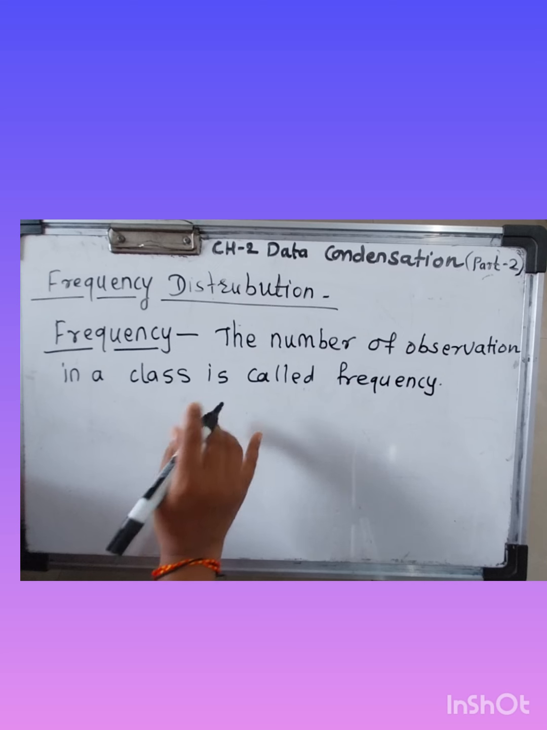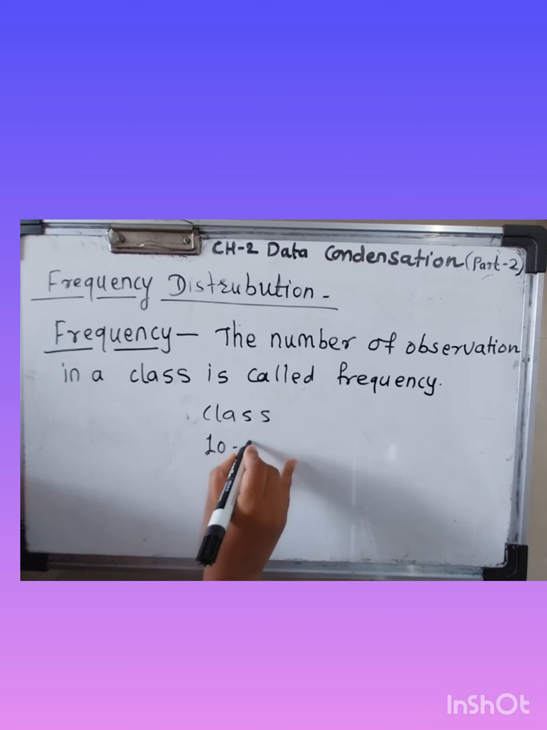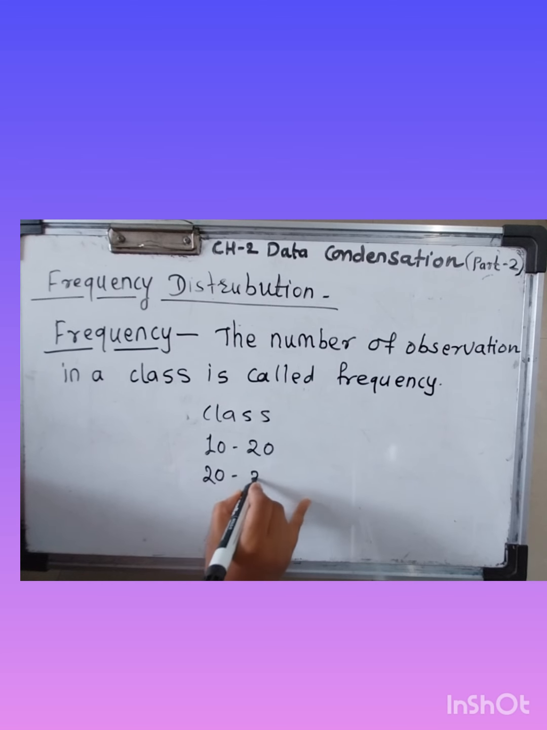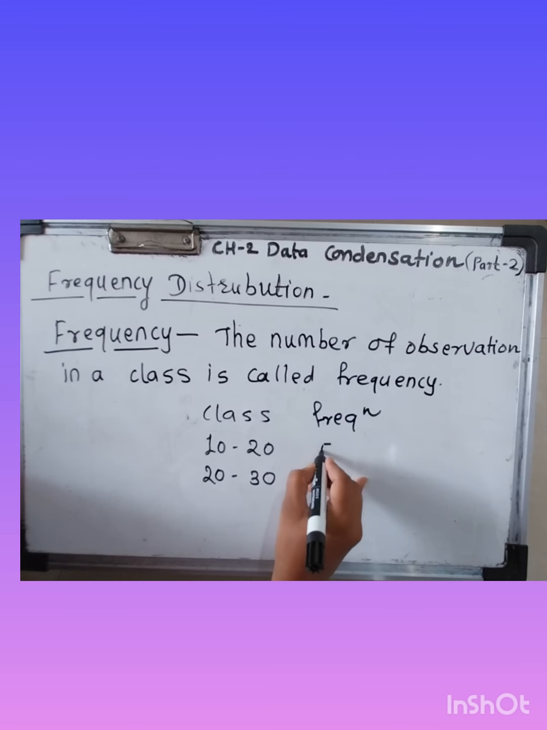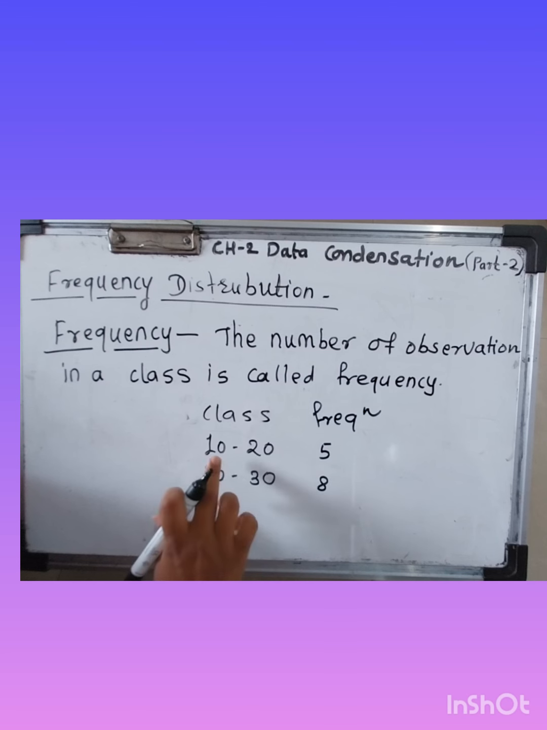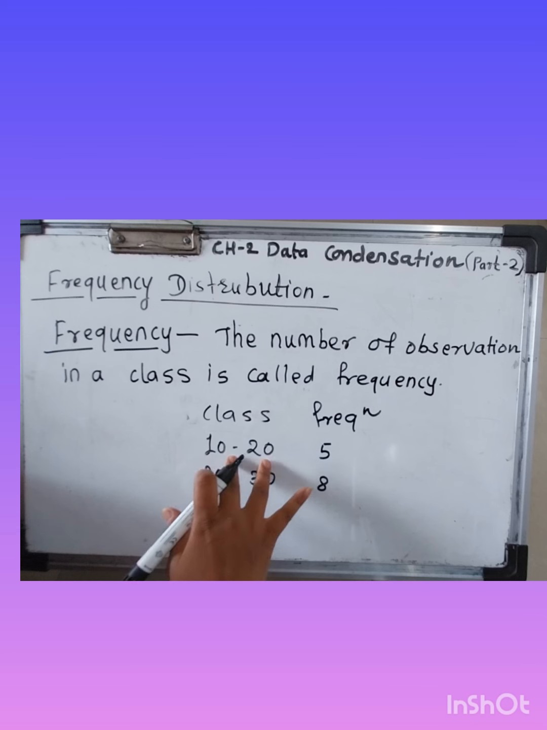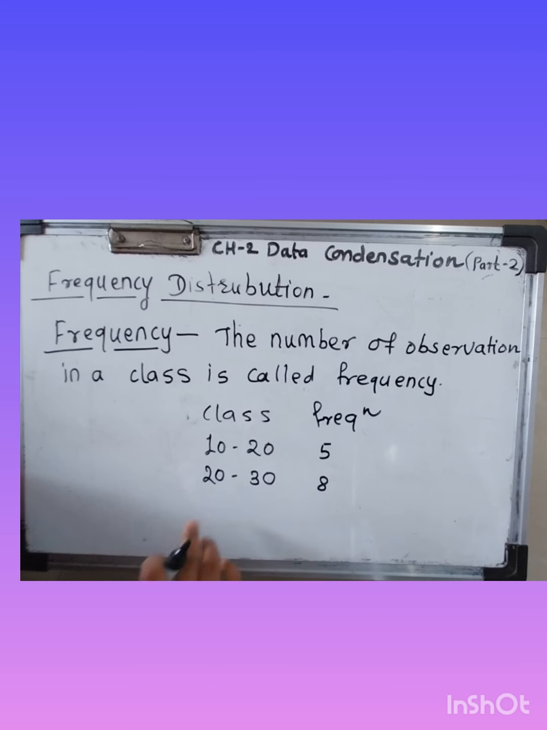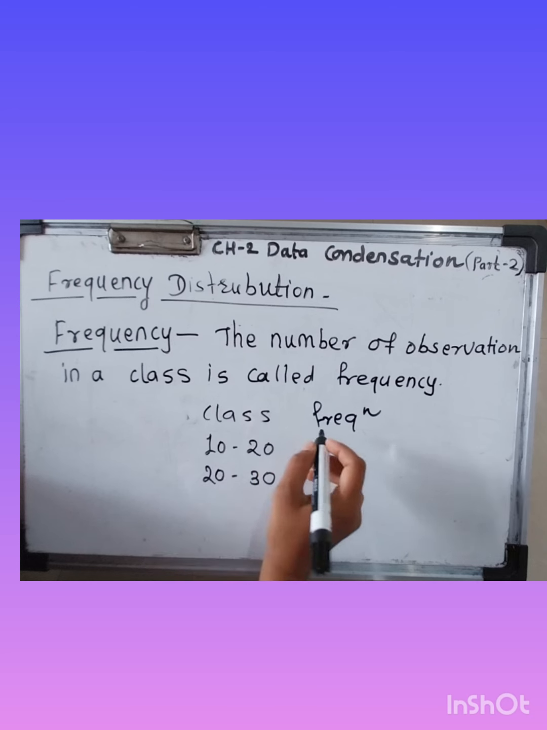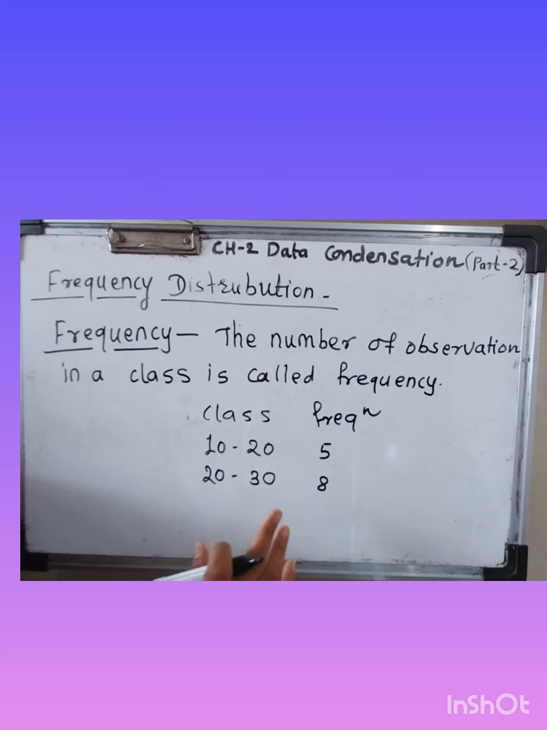Suppose this is my class, 10 to 20, 10 to 20, 20 to 30. This is my class, and the frequency for this class is, suppose this is 5, this is 8. Okay, means what, in the 10 to 20 numbers, how many numbers have come? 5 numbers have come. In 20 to 30, how many numbers are there? 8 numbers. Okay, it is frequency, the number of occurrences of observation. It's called the frequency.